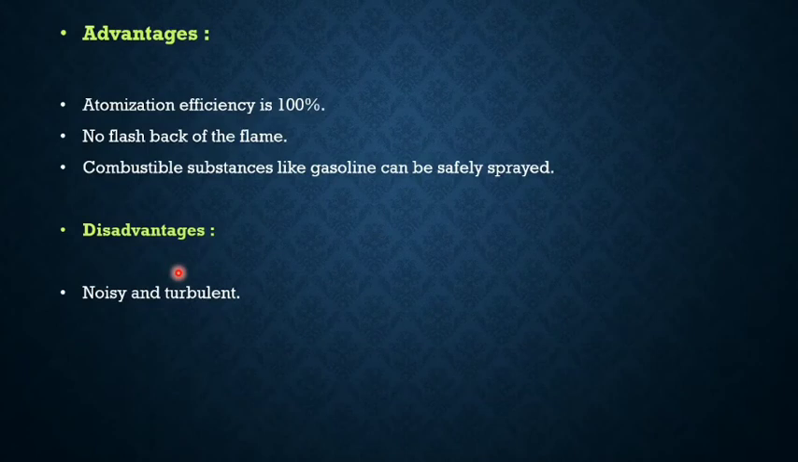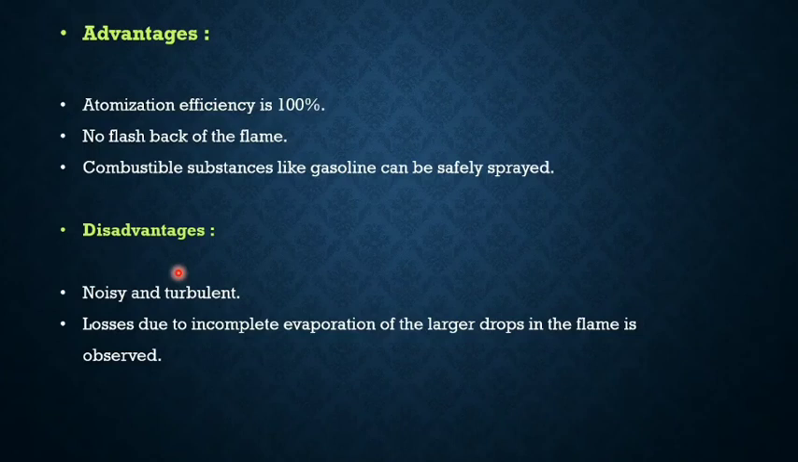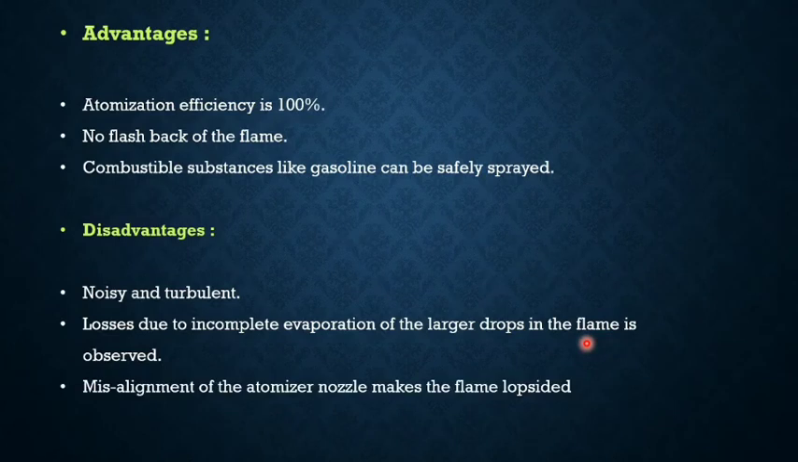That burner is noisy and turbulent. Losses due to incomplete evaporation of the larger drops in the flame are observed, because from the capillary, droplets of non-uniform size are passed into the flame. Different size droplets are passed, so there is a loss due to incomplete evaporation of the larger drops in the flame. It is a disadvantage of the total consumption burner.